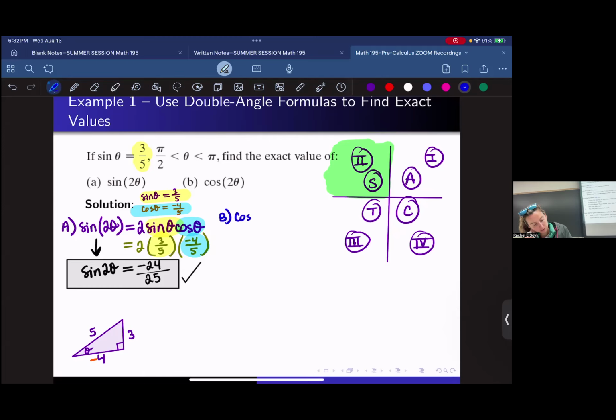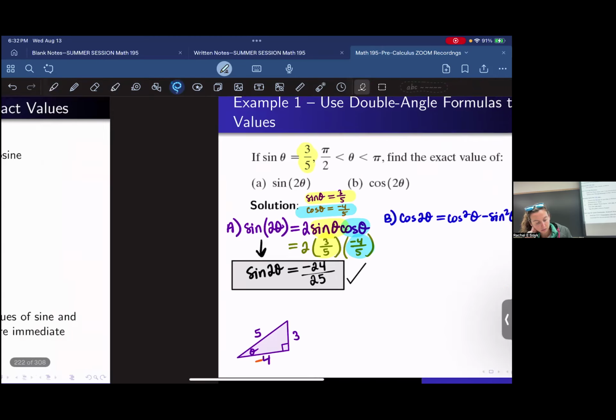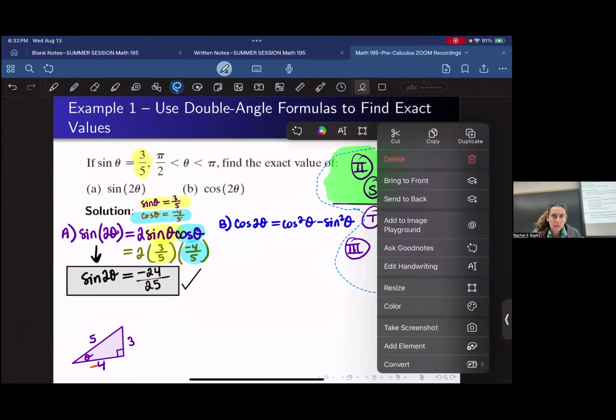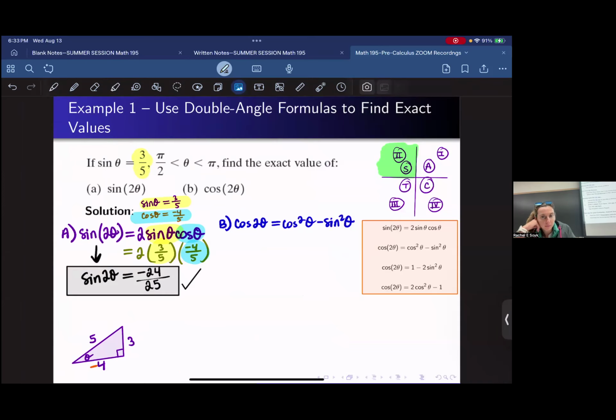So cosine 2 theta equals cosine squared theta minus sine squared theta. And I think what I'll do is put all of our double angle formulas that we have on this page on here as well. Here, I'll save time by pausing. All right, so we shrunk this and moved this over to the side so you can start getting familiar with these formulas.